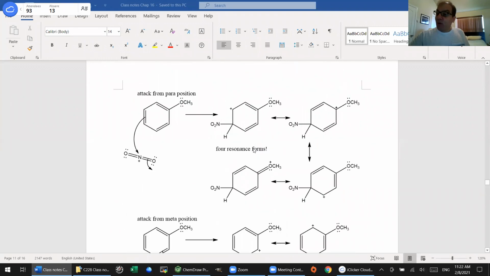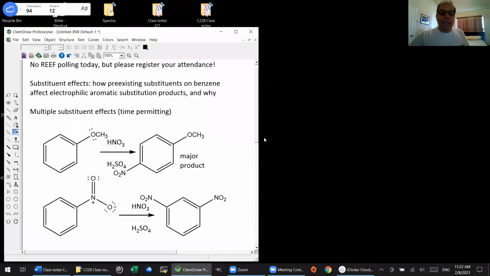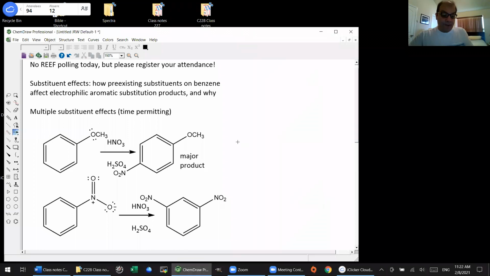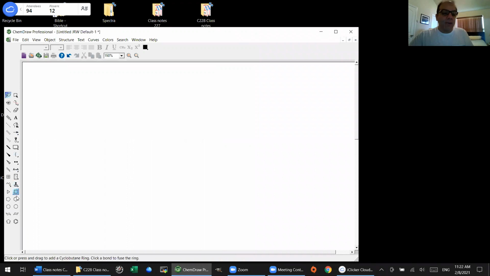But that's not the only way to explain it. So let me now minimize this and show you another way of considering that. Let me open my ChemDraw here. That's equally correct, and for all I know, might work better for some of you. You can also make the same type of argument based just on the starting material.